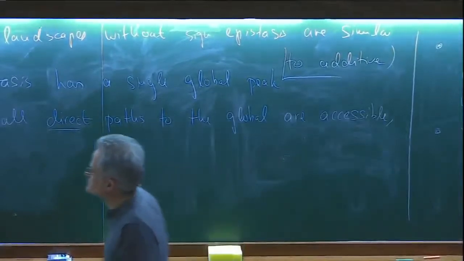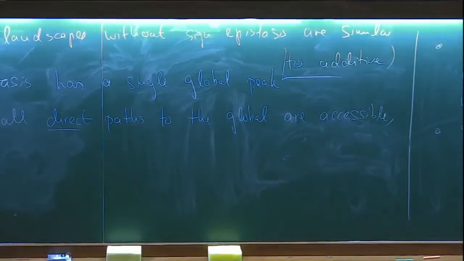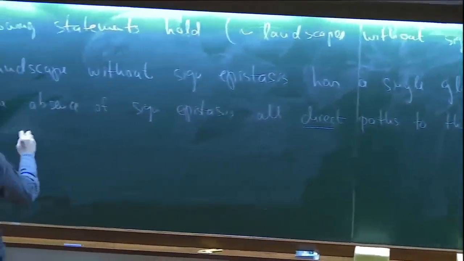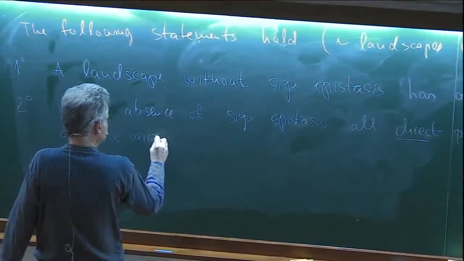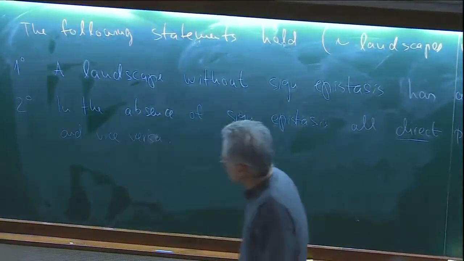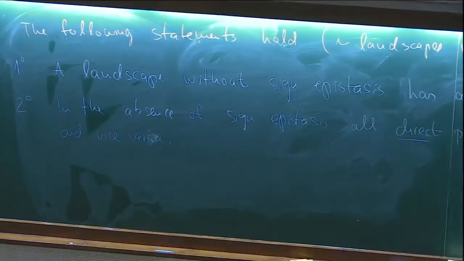And the converse of the statement also holds, and vice versa, which means that if all the direct paths to the global peak are accessible, then there cannot be any sign epistasis. Now this converse statement to the first statement does not hold. So even if there is sign epistasis, there could just be a single peak.